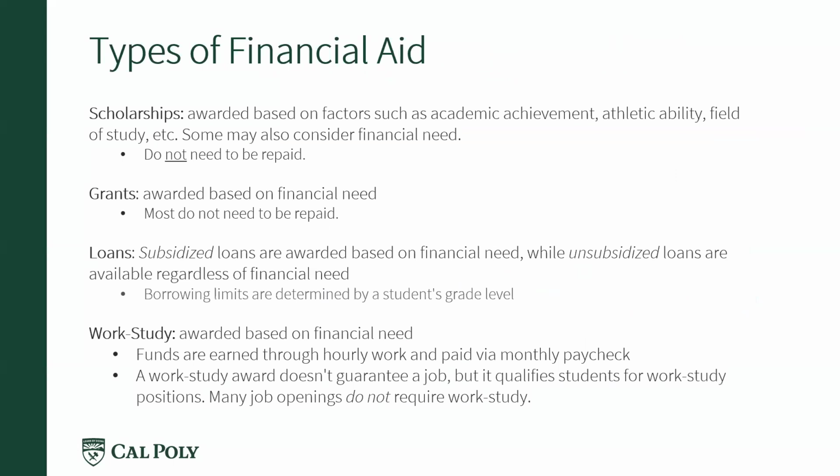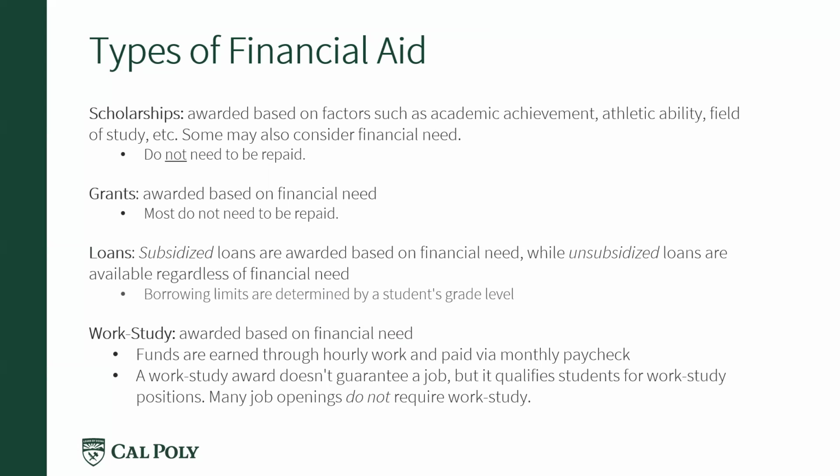There are different kinds of financial aid to help with the cost of attendance. Scholarships are awarded based on factors such as academic achievement, athletic ability, field of study, interest, etc. Some may consider financial need. Scholarships do not need to be repaid. Grants are awarded based on financial need as determined by the financial aid application. Loans are also available. For FAFSA students, subsidized loans are awarded based on financial need, while unsubsidized loans are available regardless of financial need. Borrowing limits are determined by a student's grade level.